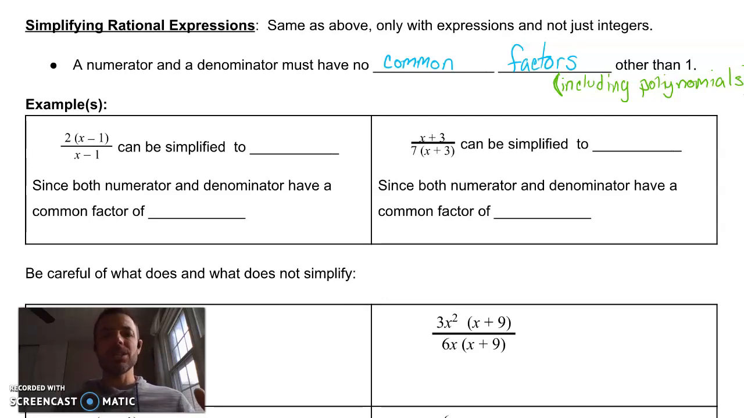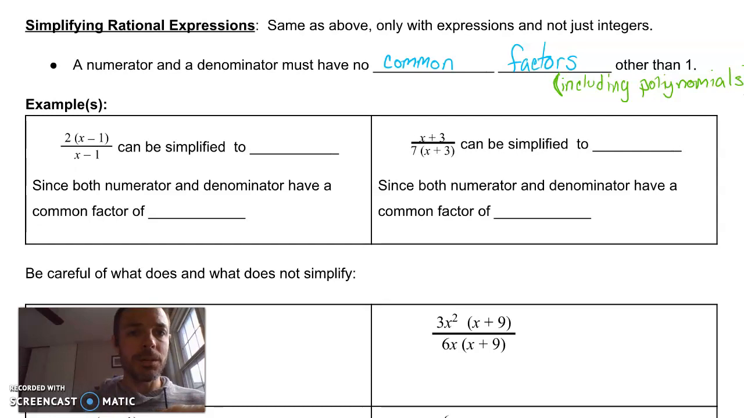So let's start by just understanding the concept. If I look at this fraction, I have 2 times the quantity of x minus 1. I have a monomial 2 times a binomial x minus 1. I am dividing it by x minus 1. Even though x minus 1 is not in parentheses, it's still a binomial expression.